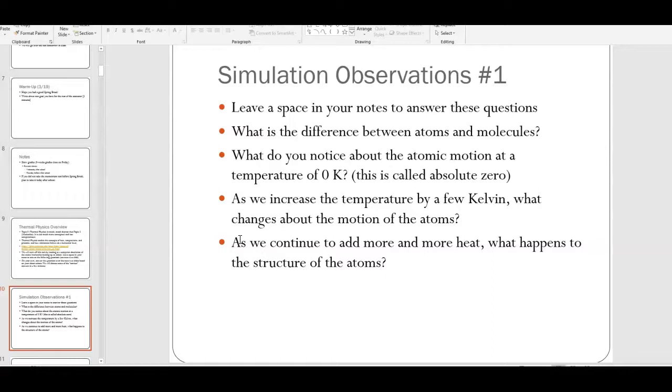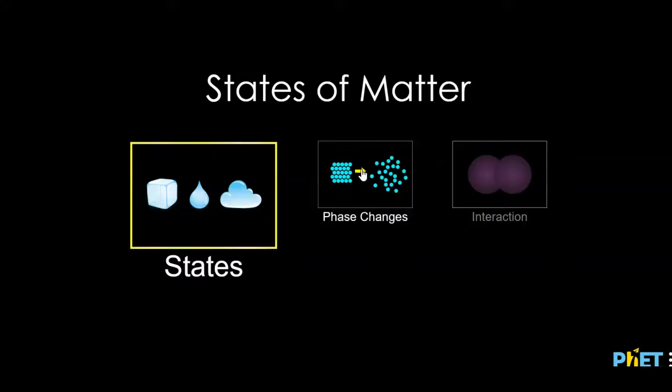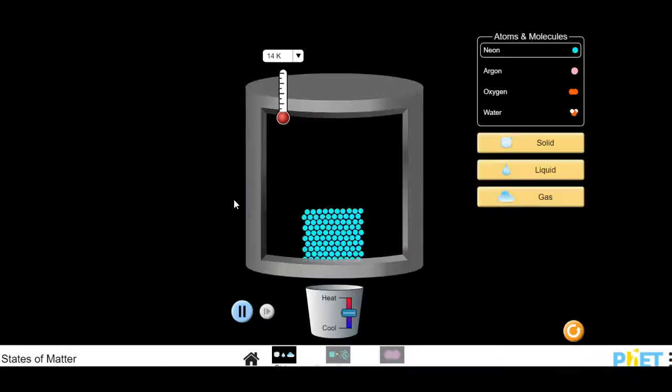Okay, so the simulation we're going to be looking at looks like this. Okay, this is a PhET simulation. And we're going to be looking, I believe, at different states of matter to begin with. Okay, so in this simulation we have different atoms and molecules that we can see. Each of these dots is an atom. Right now these are neon atoms. We can also see argon atoms.